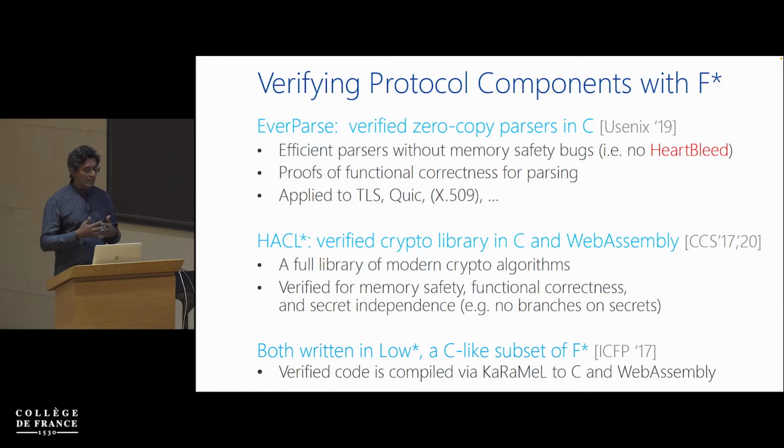There's a library called EverParse, which we've seen lectures about in Paris in the past. These are verified zero-copy parsers written in C, which are actually written in F-star and compiled to C. These are very efficient because they're zero-copy, but they don't have any memory safety bugs, unlike, say, Heartbleed. At the same time, the code has proofs of correctness built into it, so you get proofs of correctness for free. It has been applied to many parts of the TLS ecosystem.